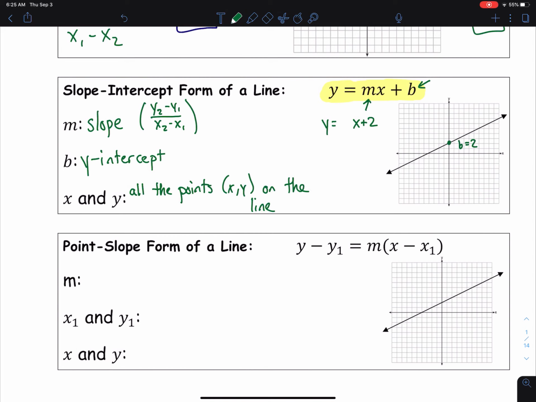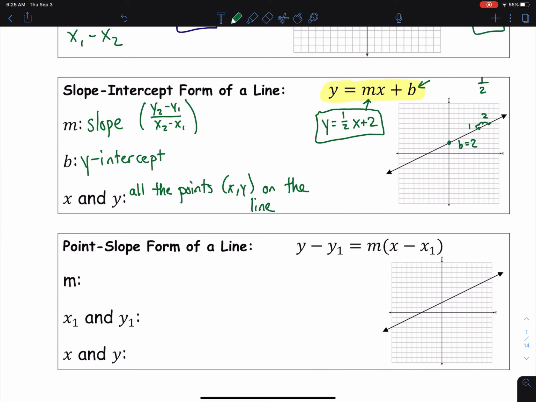I'm going to choose 2 points. I'm going to choose this point and this point. I'm going up 1 and then to the right 2. So my slope would be up 1, over 2, 1 over 2. So that's the equation of my line. Y equals 1/2 x plus 2. So that's slope-intercept form. Now let's do point-slope form.